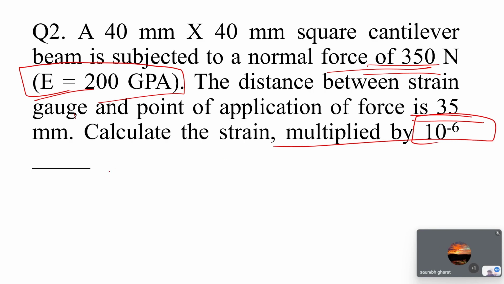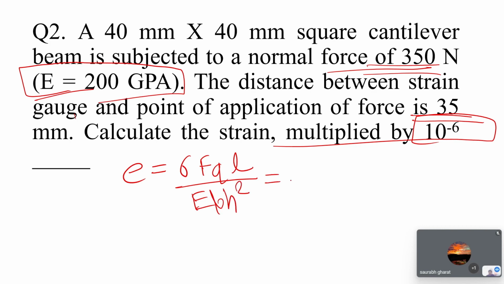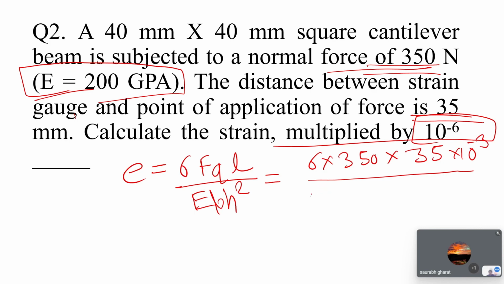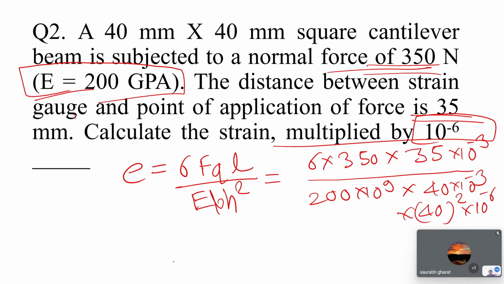So you know the formula for that. The strain is equal to 6 into F into L divided by E B H square. Here B and H are the same, so it will be 6 into the force 350 Newton into L, where L is 35 into 10 raised to minus 3, divided by E, which is 200 GPa, 10 raised to 9, into B, which is 40 into 10 raised to minus 3, into H square, 40 square into 10 raised to minus 6, because it is squared. So your answer will be 5.7421.